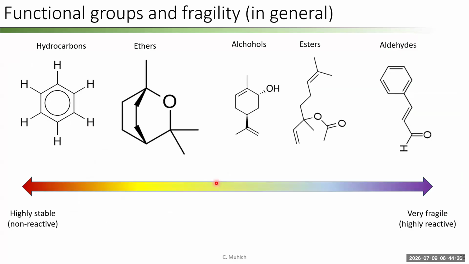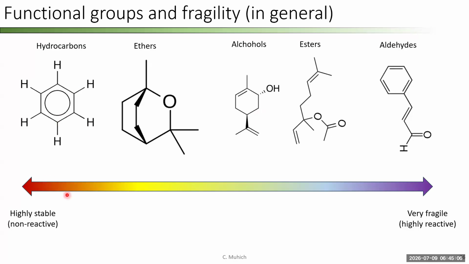All right. Now that we've talked about different types of molecules, I wanted to go quickly through how we can think about the stability and polarizability of these molecules. So first, let's talk about functional groups and fragility. And everything that I'm about to say is general, right? Not every example is going to follow exactly this ordering, but this is the trend.